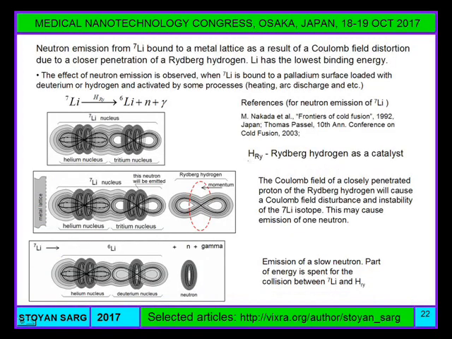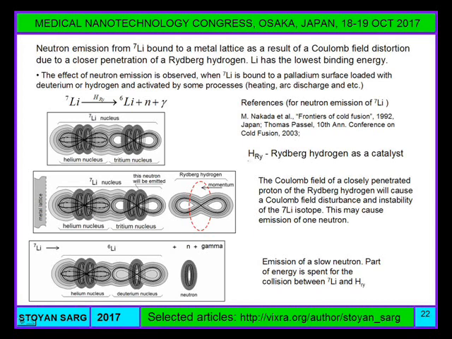This slide illustrates a possible interaction between the hydrogen in a Rydberg state and the lithium-7, and obtaining a lithium-6 isotope by release of a slow neutron. This corresponds to the experimentally observed effect known as neutron spallation from lithium-7.